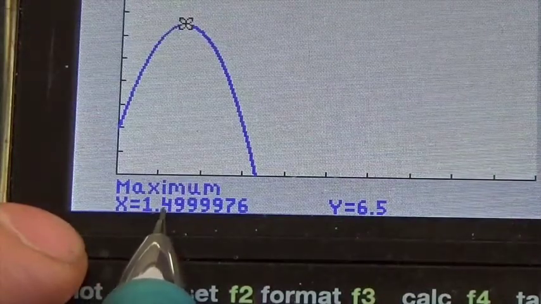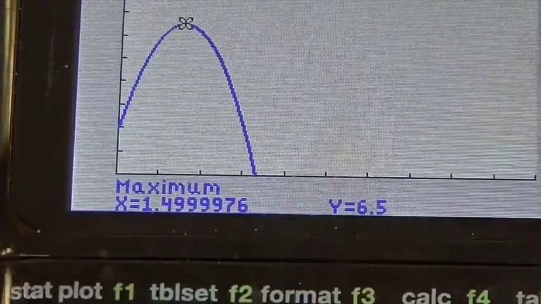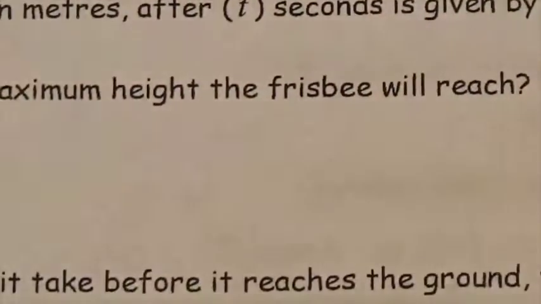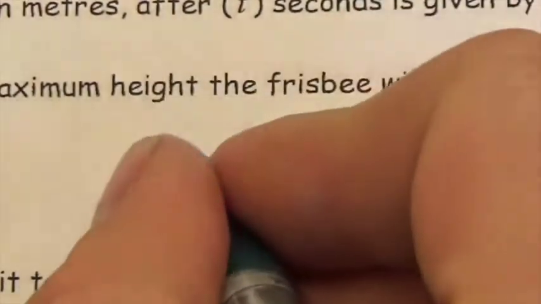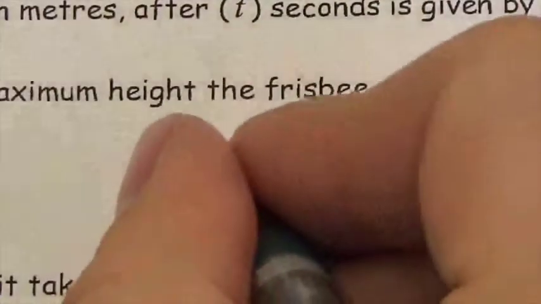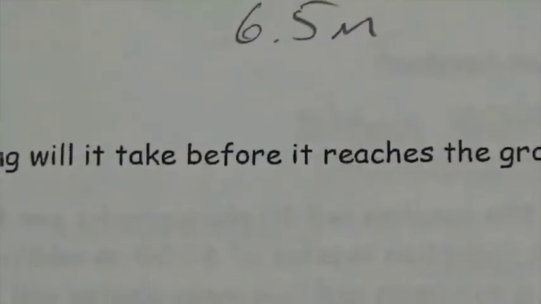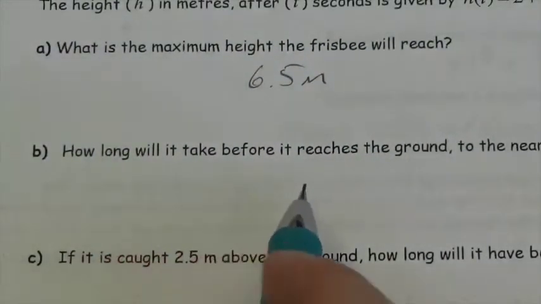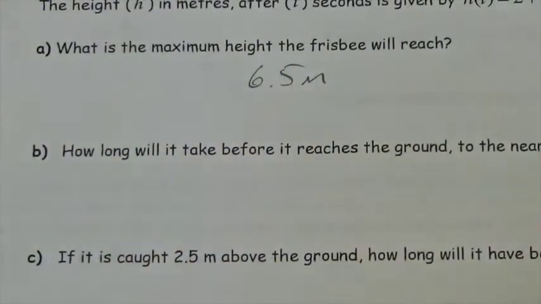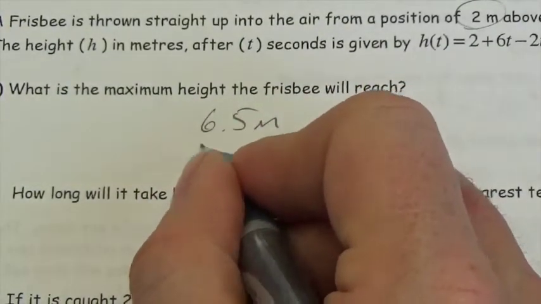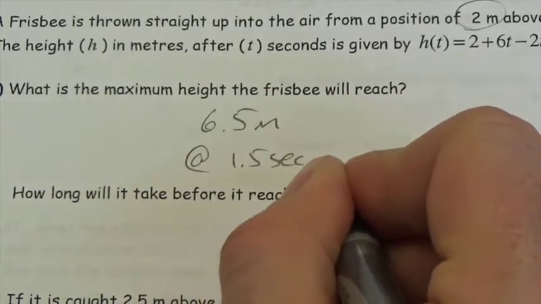With that 9999, I'm assuming I have to round, so 1.5, 6.5. So the maximum height the Frisbee will reach here is going to be 6.5, whoa, why did I put the decimal so high? That was weird. 6.5 meters. The next question said, how long will it take before it reaches the ground? Okay, well actually, I want to answer this other one here. It hit 6.5 meters at 1.5 seconds.